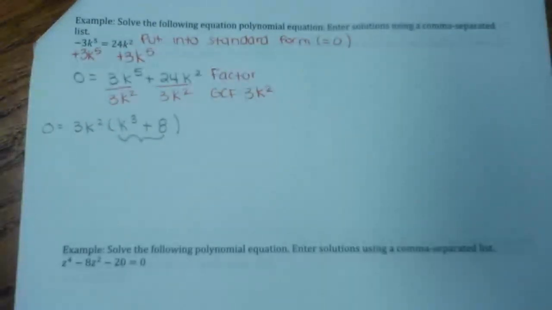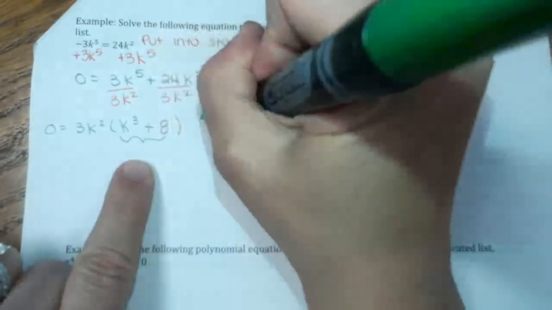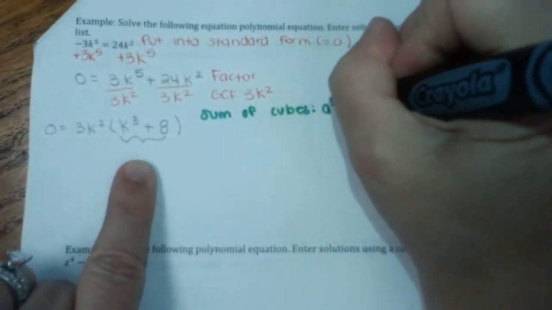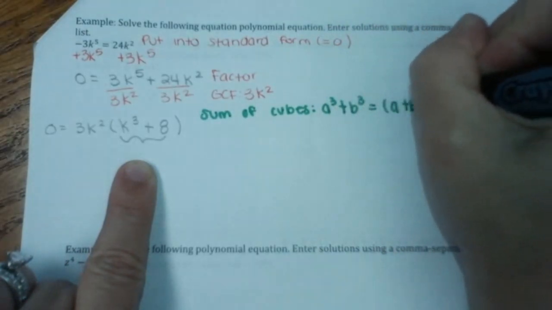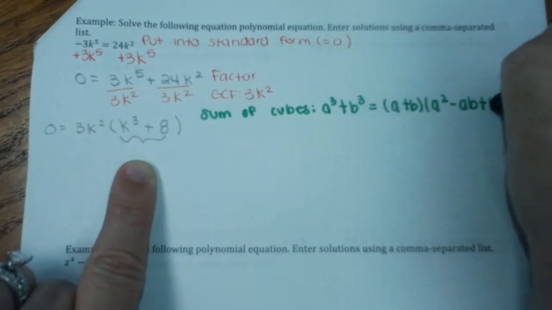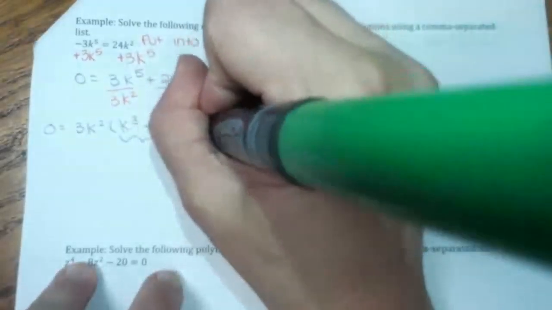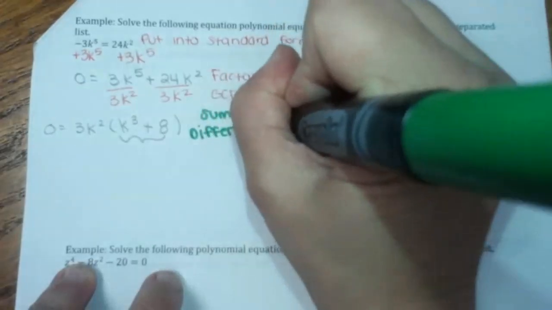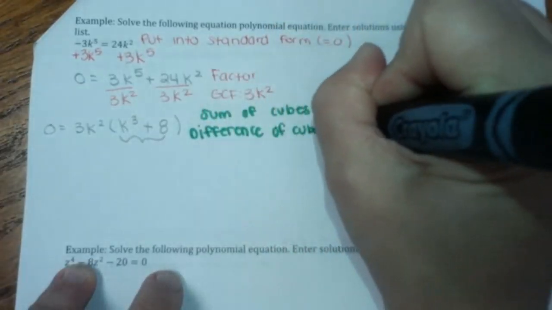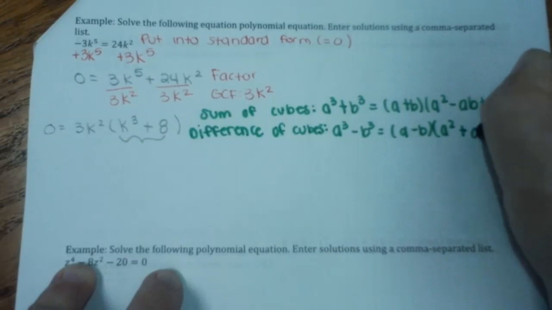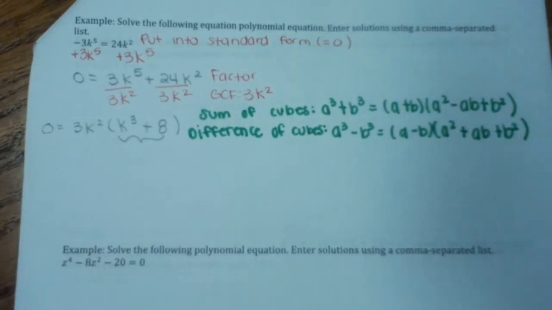So remember, we had our cubes formula back in intermediate algebra or Algebra 2. So we're adding, so we're going to use our sum of cubes formula, which says a cubed plus b cubed equals a plus b times a squared minus ab plus b squared. But just so you have it here, if you're subtracting, remember it's a difference of cubes, which if you had a cubed minus b cubed, that would give you a minus b times a squared plus ab plus b squared. So those are the two formulas that you will have to know for the test.